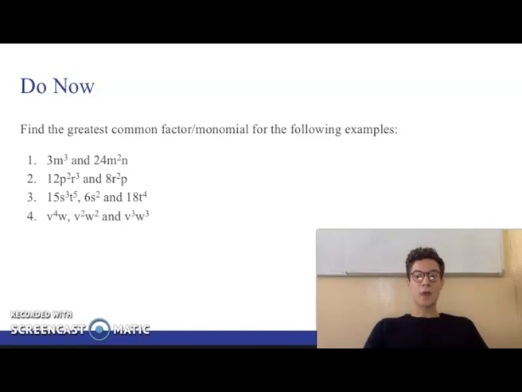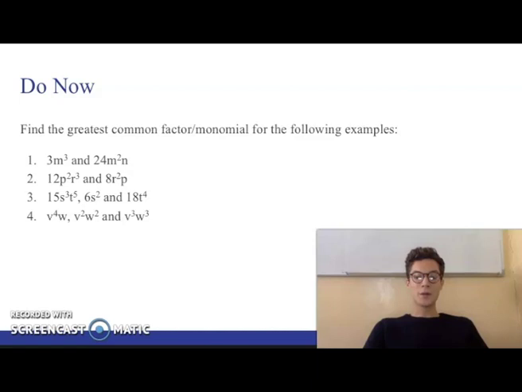Let's get started with the do now. The do now should be a review of skills you have already mastered. I just want to get your mind moving in the right direction. For the following 4 problems, I want you to find the greatest common factor, or monomial, among the given examples.